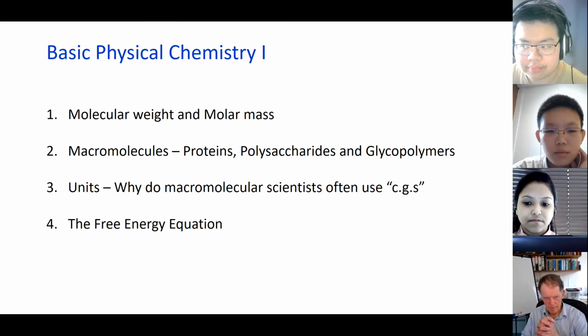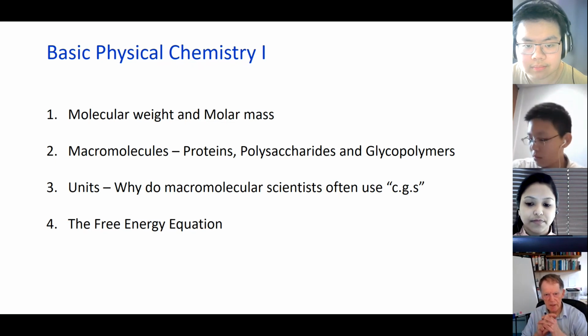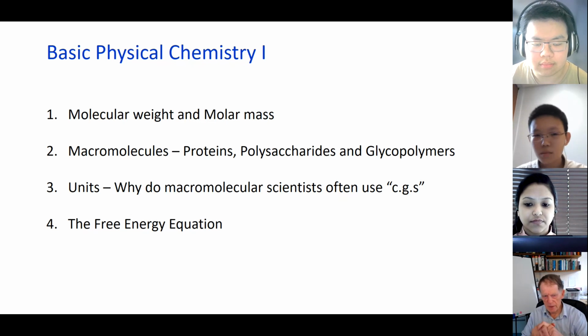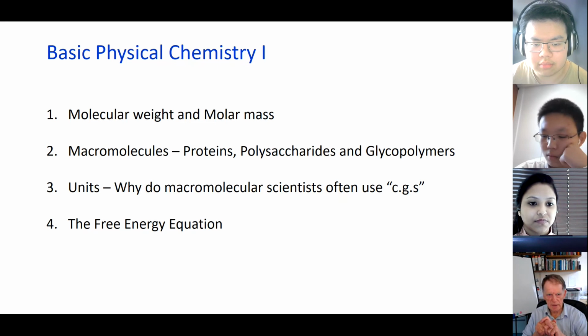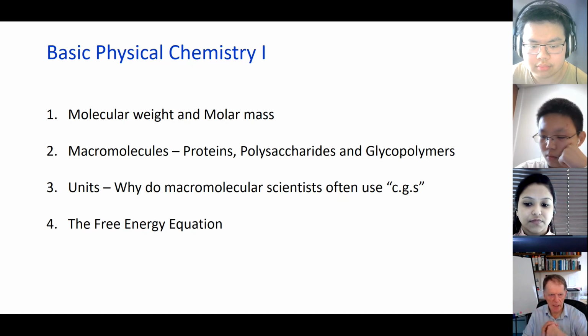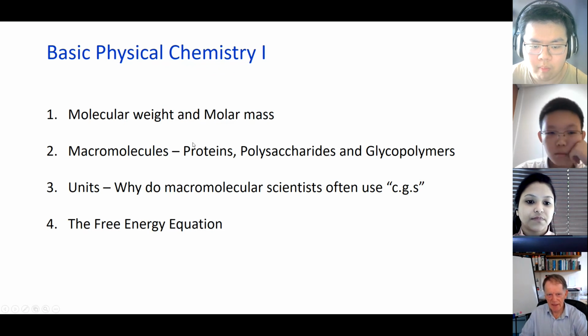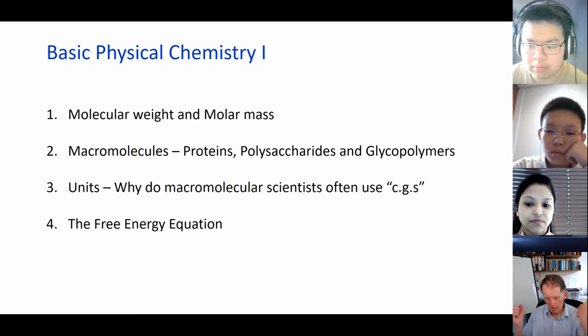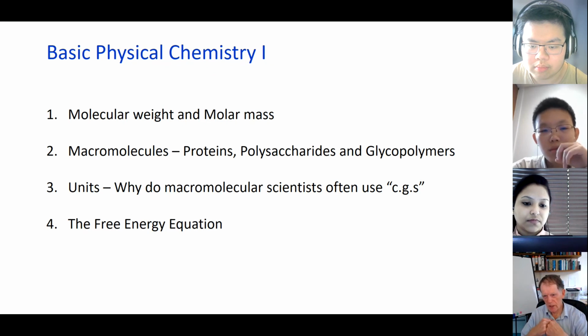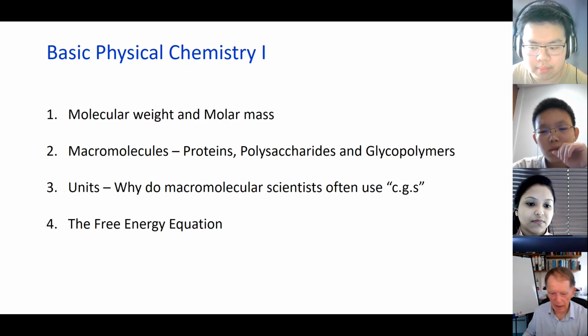Right, so what we're going to do today is just look at some basic properties of molecules and molecules in solution. Simple things like molecular weight and molar mass. Again, some of this should be very familiar. Macromolecules. Macro is a Greek word meaning large, so large molecules, proteins, polysaccharides, and glycopolymers.